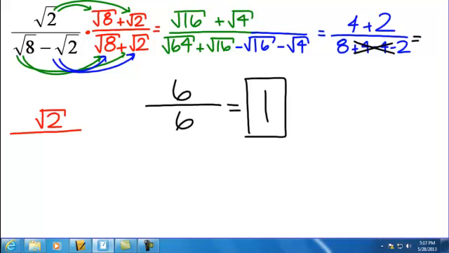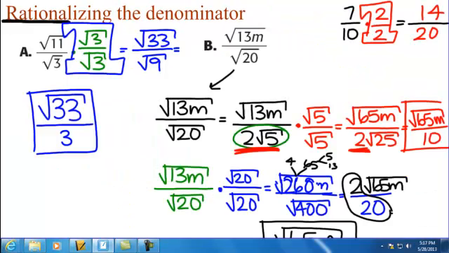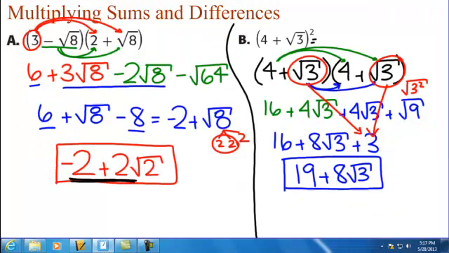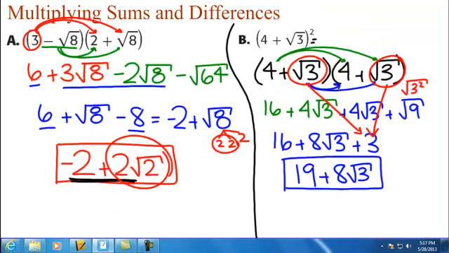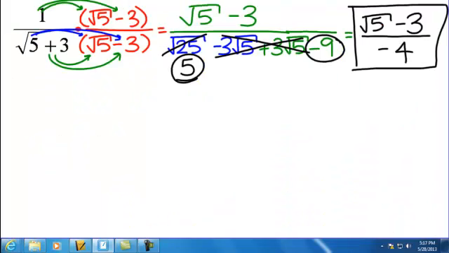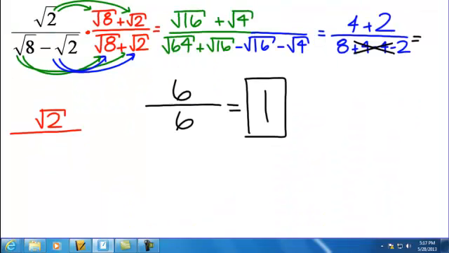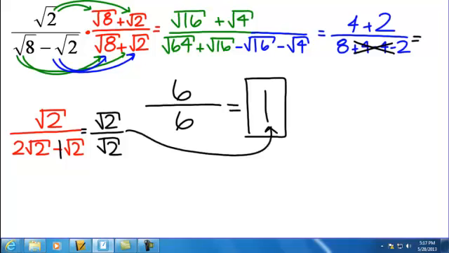Square root of 8, hopefully it is drilled into your brain that the square root of 8 is really 2 root 2. So if we go back to this, I could really write the denominator as 2 root 2 minus root 2. So this is really like 2 root 2's minus 1 root 2. So I just end up with 1 root 2 on the bottom, and square root of 2 divided by square root of 2 will give us 1 also.